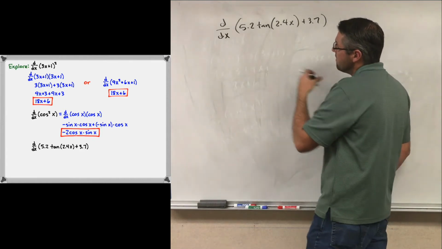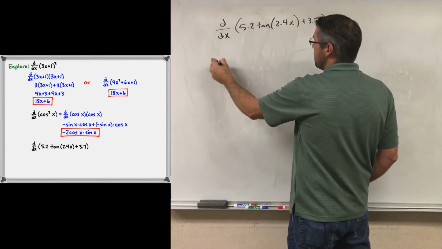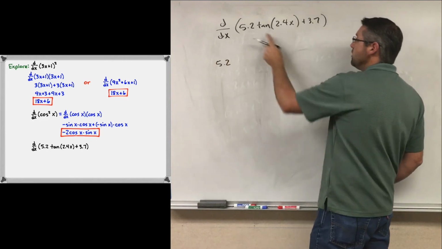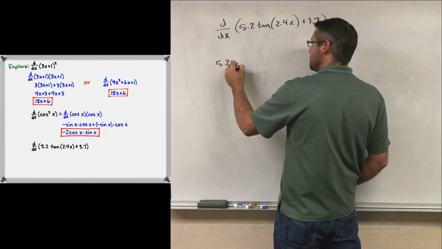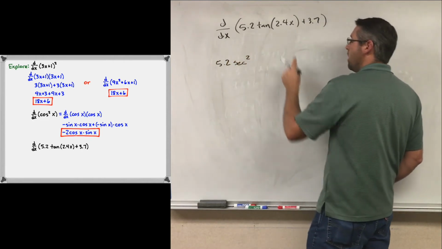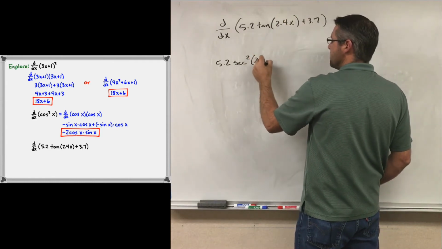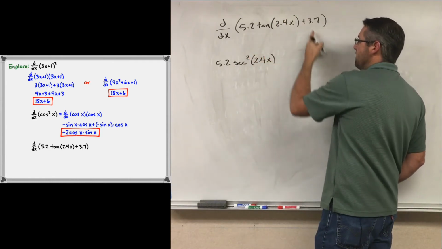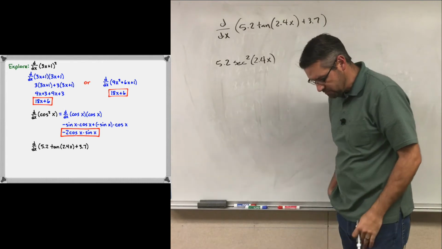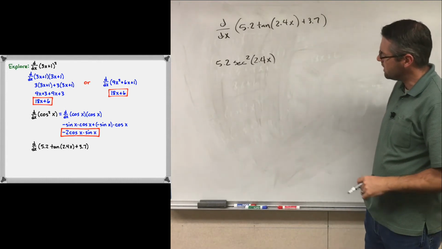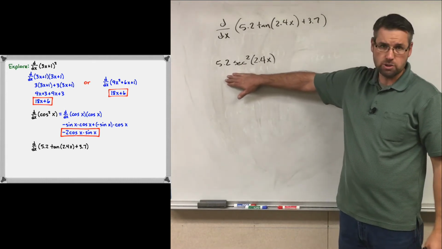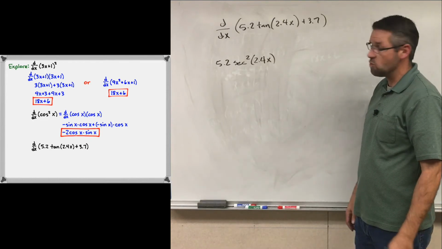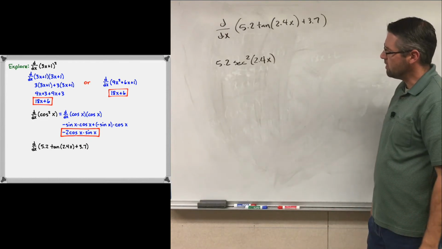You said, well, 5.2 is a constant, so I'm just going to carry that out. I know the derivative of tangent. The derivative of tangent is secant squared of, we'll say 2.4x, because that's what we're taking the tangent of. And then the derivative of 3.7 is 0, so I don't have to write that down. My guess is that's what you wrote, okay, if you were honest and you did this yourself.